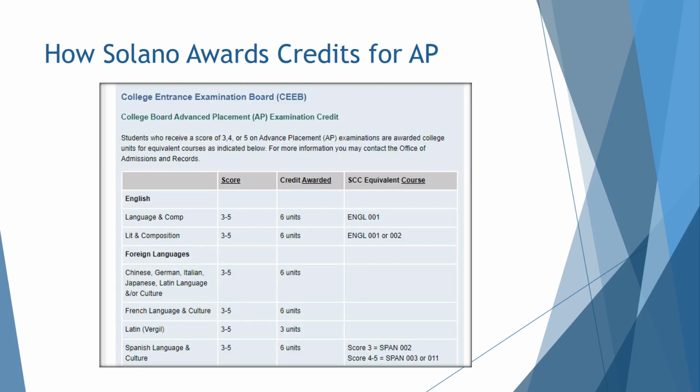You can find a chart that lists how Solano awards credit for AP scores on the Admissions and Records website under Policies, and then by clicking CEEB Exams.